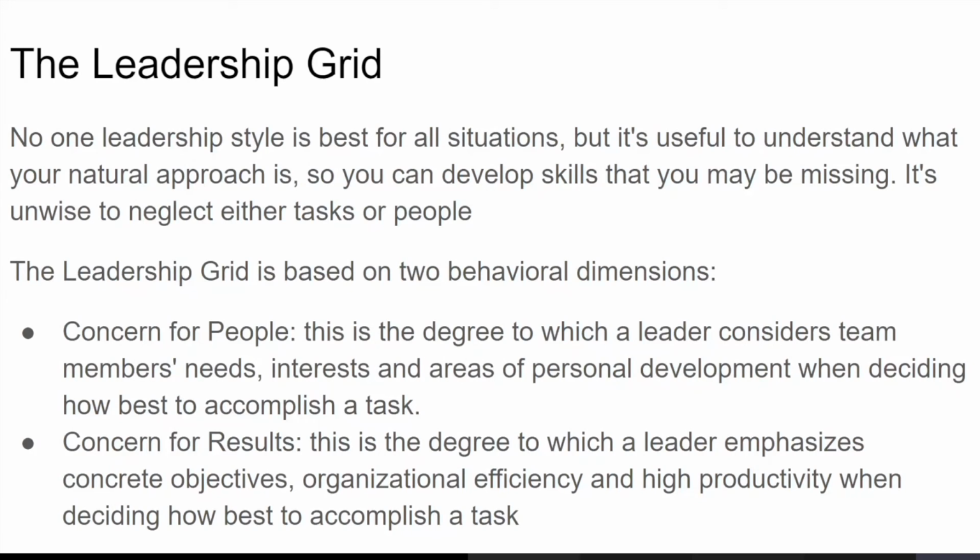What we're trying to do here is determine whether people have a go-to natural approach, so that you can develop skills that are missing. It's unwise to neglect either tasks or people. The leadership grid is based on two behavioral dimensions. Concern for people is the degree to which the leader considers team members' needs, interests, and personal development, and so on. Concern for results is the degree to which the leader emphasizes concrete objectives, organizational efficiency, productivity, and the like.